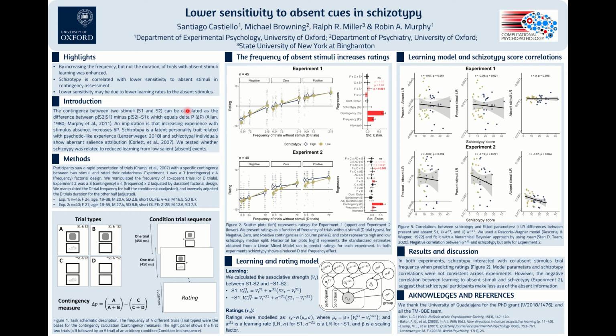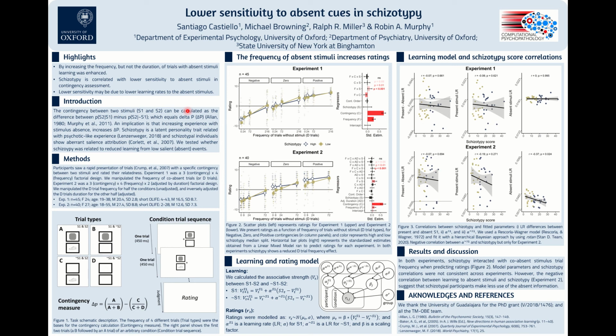So we've done 2 experiments with a rapid streaming procedure task where participants were exposed to rapid trials for each condition, and they were asked to rate the relationship between 2 stimuli at the end of each condition. We manipulated the number of co-absent events or trials between the conditions, and we present the results in figure 2.